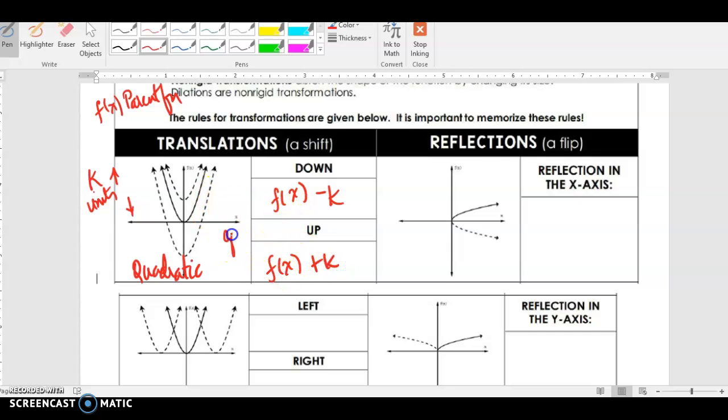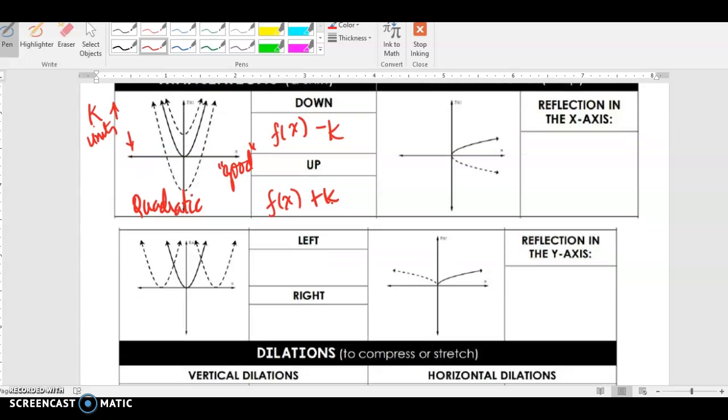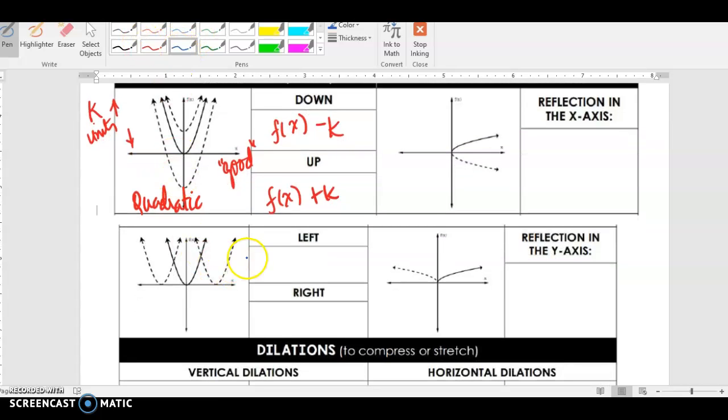This is the good child. Okay, now let's go to the naughty child. The naughty child is whatever is happening inside the function. So this time let's take h units left or right. Correct? When it's going left, it's inside the function, x plus h. That's why it's naughty. If it's going right, x minus h. So we call this a naughty child.